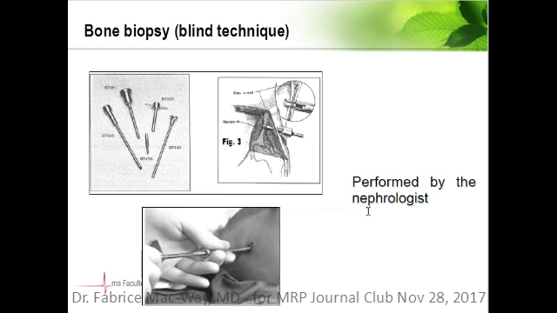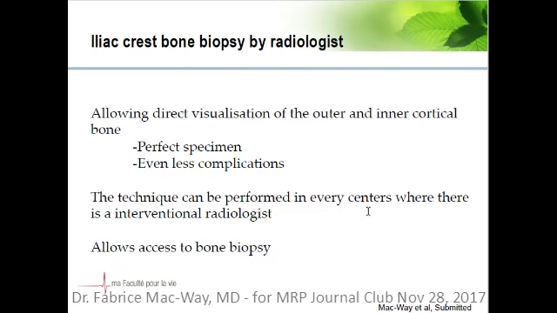You keep all the bone specimen for bone is not bone. So I think trying to convince the clinicians to do bone biopsies again won't be successful. I don't think the nephrologist will do it again, the clinician will do it again.